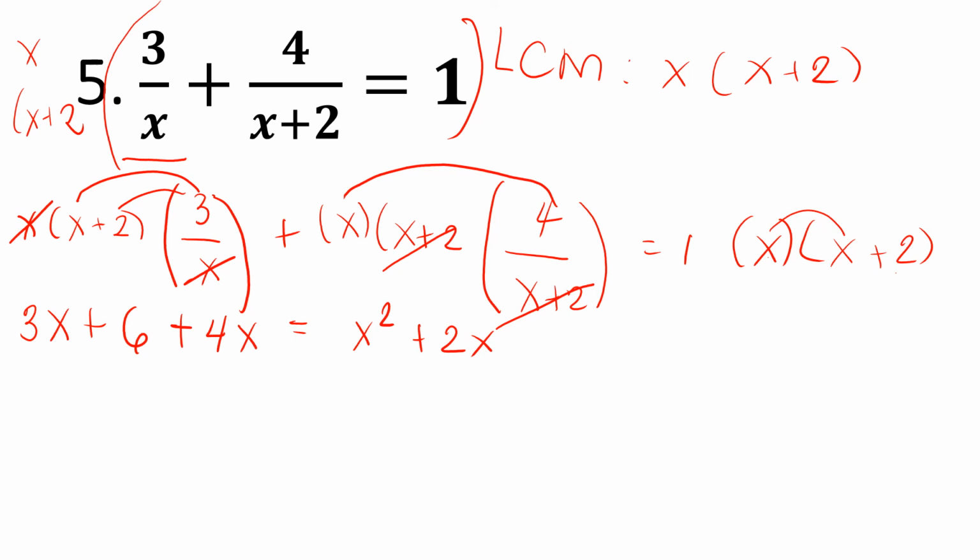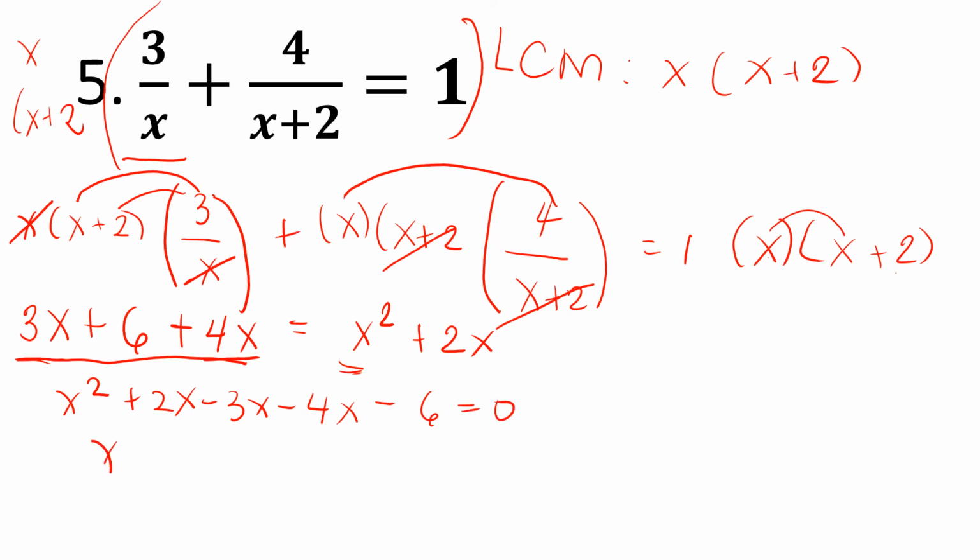So we're just simply going to transpose all these terms to the right side, since our positive x squared is on the right side. So x squared plus 2x minus 3x minus 4x, then minus 6 equals 0. To combine the like terms, 2 minus 3 is negative 1, minus 4 is negative 5, minus 6 equals 0. So that is already our quadratic equation.